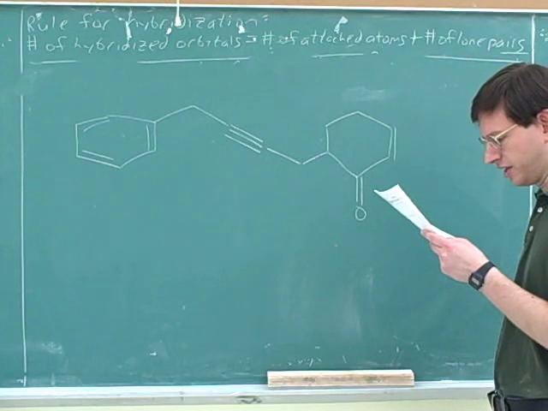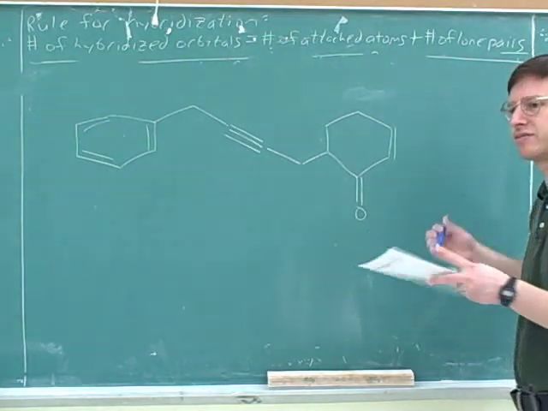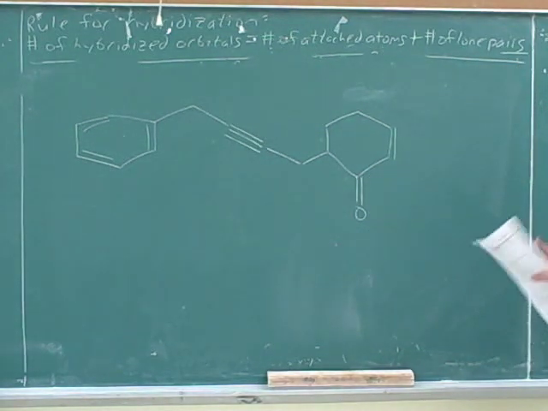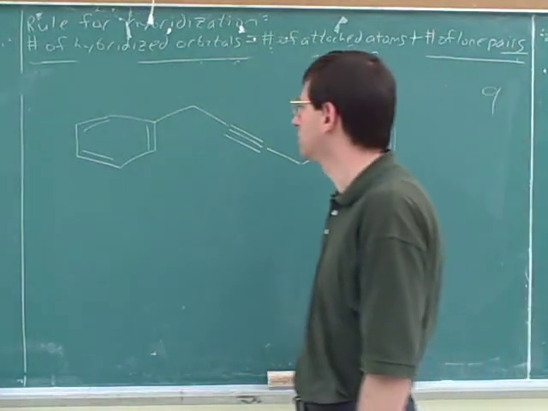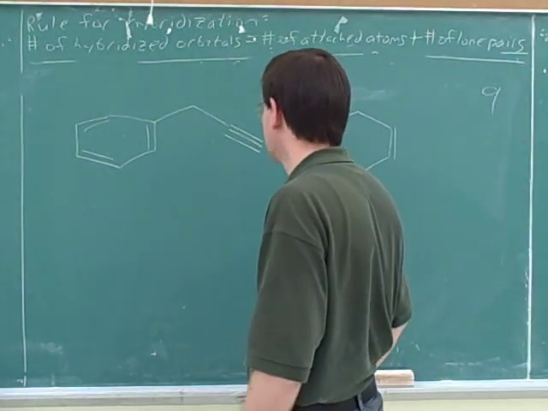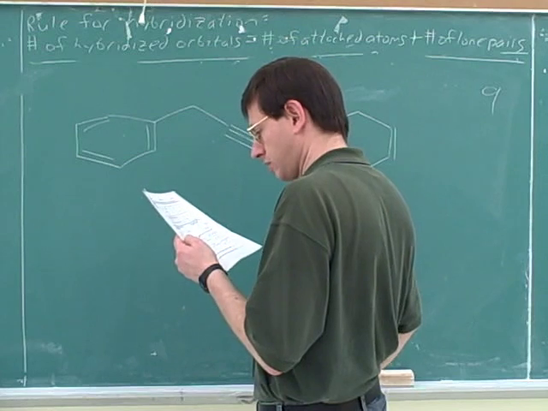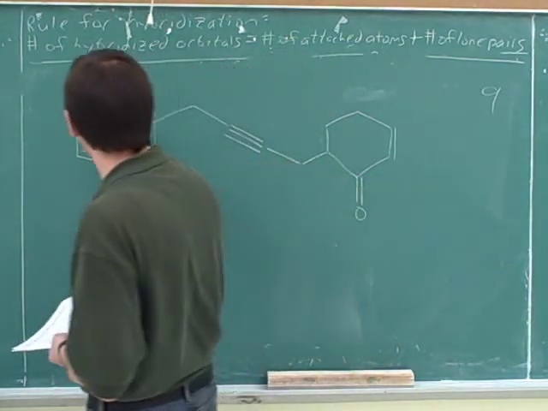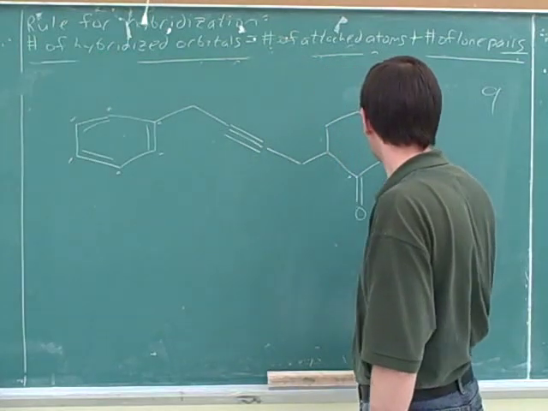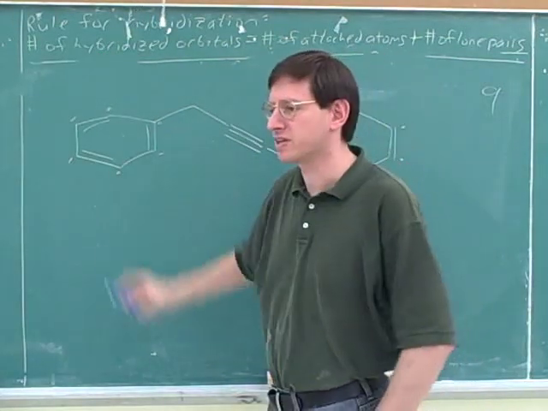How many carbons are in the sp2 hybridization state? Let's figure out how many carbons here we have in an sp2 hybridization state. This one, 1, 2, 3, 4, 5, 6, 7, 8, 9.